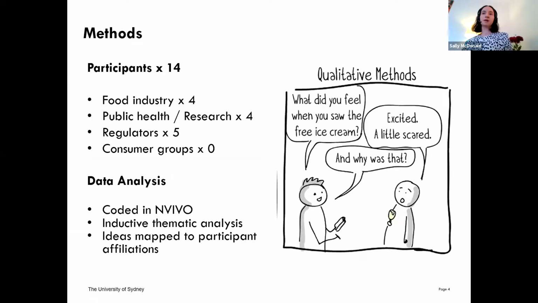So our objective was to capture the perspectives of stakeholder groups on the use of systematic reviews to support claims. We recruited 14 participants from different stakeholder groups involved in the use of health claims. So 4 were from food industry, 2 from trade associations, and 2 were consultants. 5 from public health or academia. These were researchers or public health groups identified as conducting research or advocacy on food labelling. And we recruited 5 regulators from state and federal level. This is preliminary results, and we haven't recruited any consumer groups as of today.